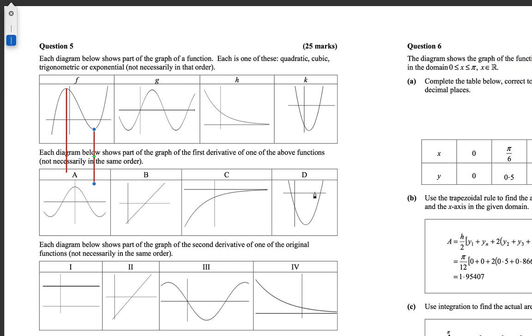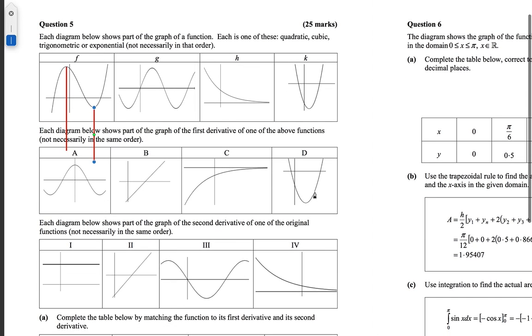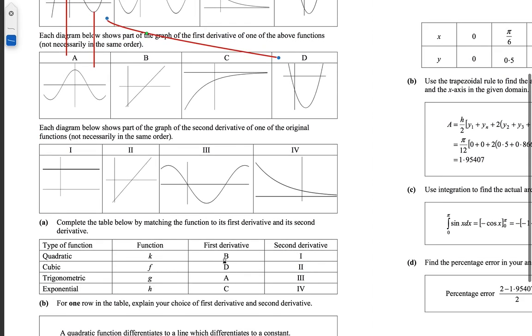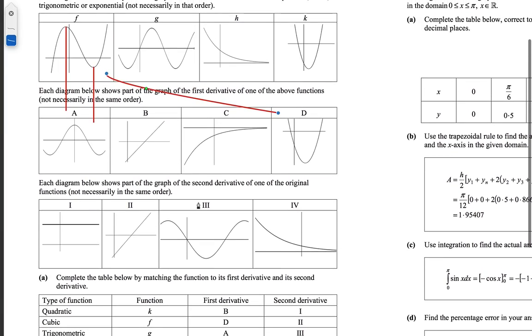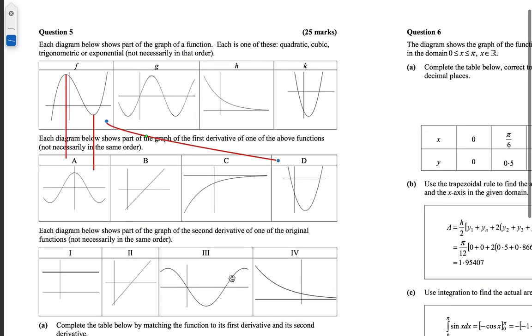The other way of telling is that for a cubic function, the derivative is always a quadratic function, because you're subtracting 1 from the power. So this matches with this. The first derivative of f will be d.